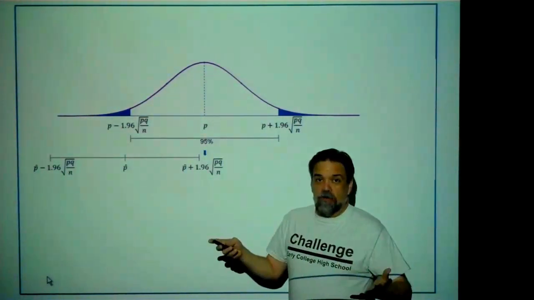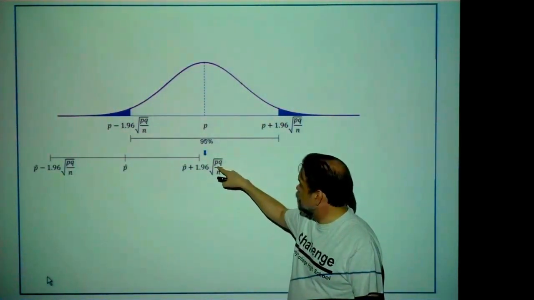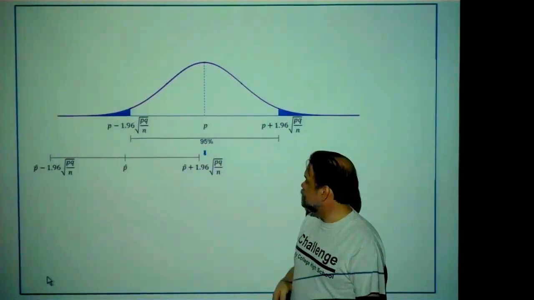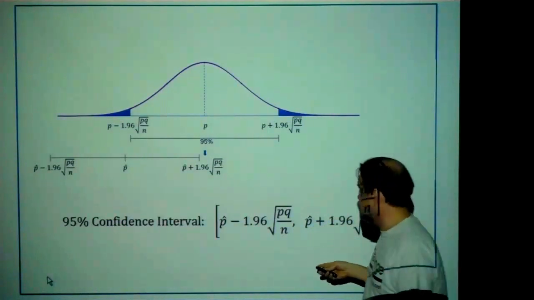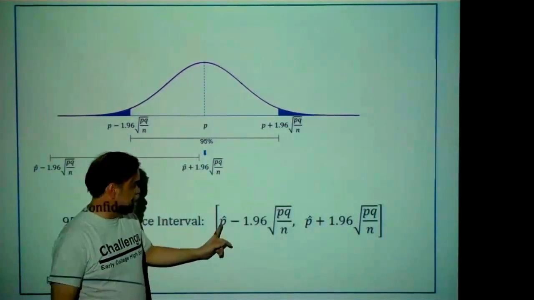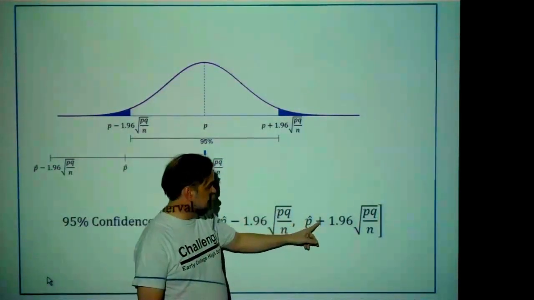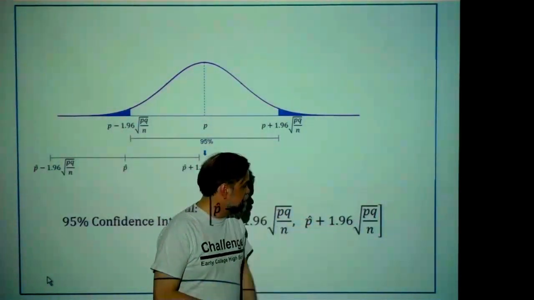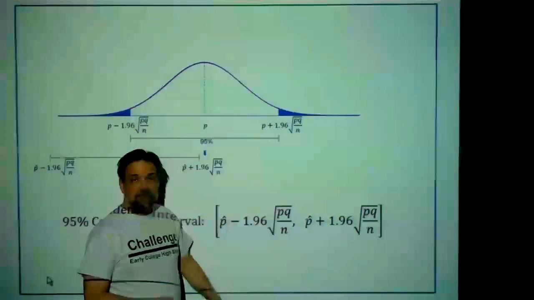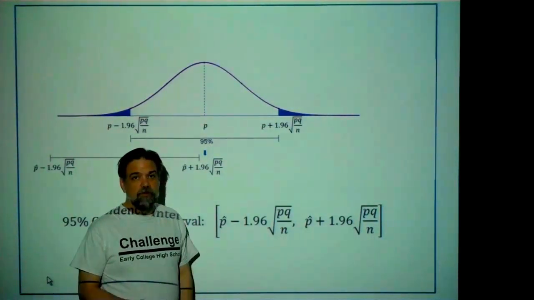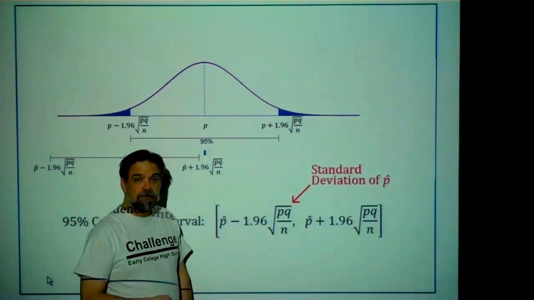We don't know the real proportion, right? All we know is our p hat. Uh-oh, we got a P there. Shoot. Okay? So, there's the confidence interval, right? And so we're going from p hat minus 1.96 times this standard deviation to p hat plus 1.96 times the standard deviation. And what I just mentioned was the standard deviation is built out of P and Q, and we don't know what P and Q are. So that's the standard deviation, and we're not going to be able to calculate that.